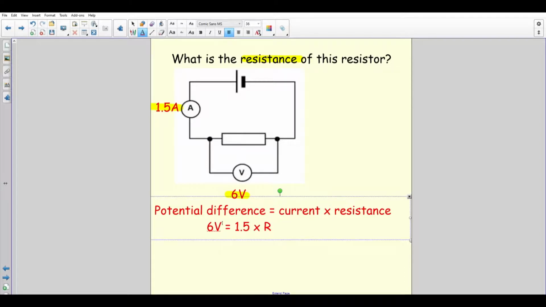Get rid of the amps and the volts to make it a bit simpler. So what have I done? I've done 1.5 times R equals 6. So how do I get just R on its own? What did I do to R to make 6? I did 1.5 times it. So if I do the opposite, I should just get R on its own. R equals 6 divided by 1.5. If I do 6 divided by 1.5, I get 4. So R equals 4, and it's ohms. If you're writing this, you might want to write the symbol in, but it's not on my keyboard. So 4 ohms.